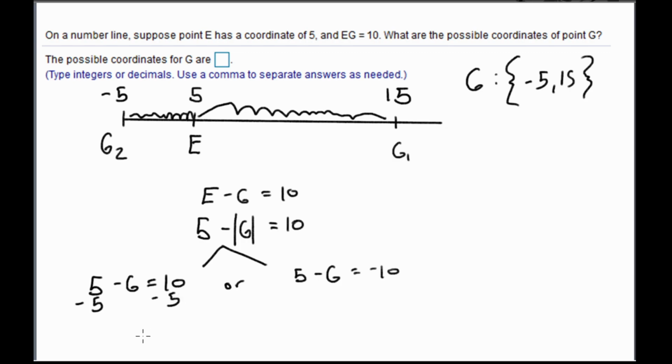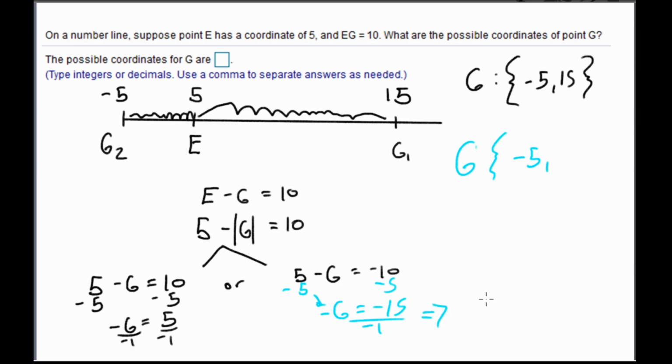Subtract 5 from both sides, and I get negative G is equal to 5. Of course, then I divide by negative 1, and that's our first G. Our first point is 5 divided by negative 1, which is negative 5. And if I solve the other one, if I subtract 5, I get negative G is equal to negative 15, divided by negative 1, because we never leave that negative sign in front of our variable. And that's going to yield G is equal to 15. Both methods are in agreement, so we should feel pretty confident about our answer there.